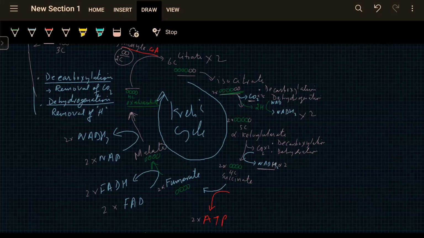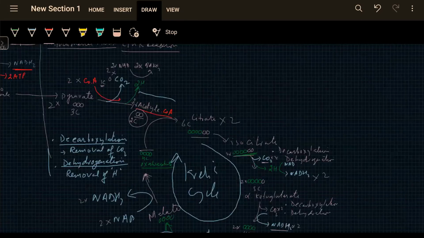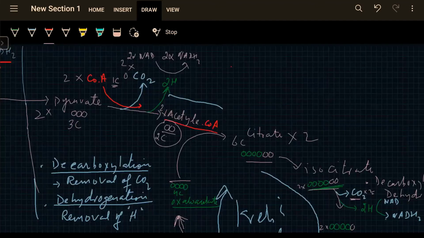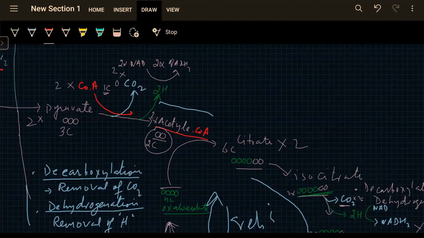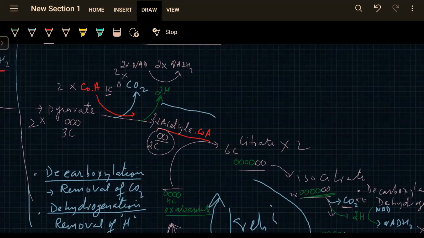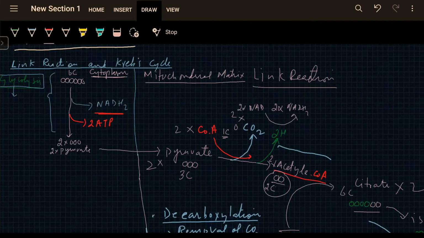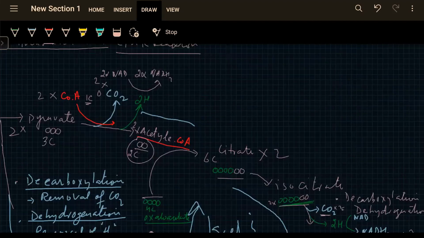Anything else? Sir, here you talked about the link reaction. Sir, what exactly is it? As you have drawn the diagram of the Krebs cycle here, where exactly is the link reaction? This is the Krebs cycle and this is the link reaction. Okay, sir. And this is glycolysis. So link reaction is in between glycolysis and Krebs cycle. Okay, sir. Okay, thank you, sir.